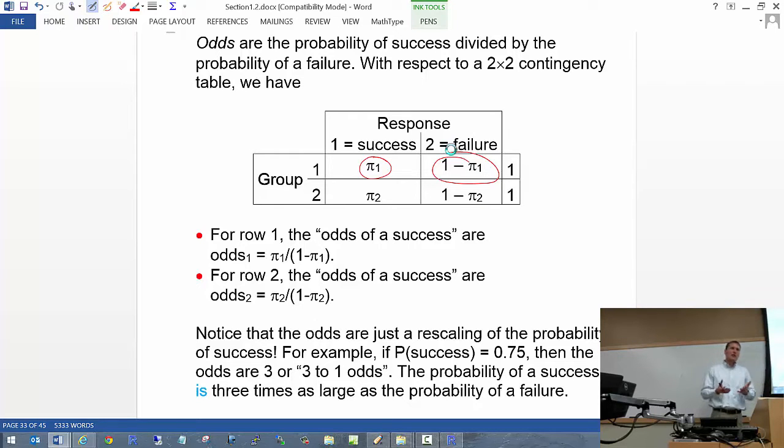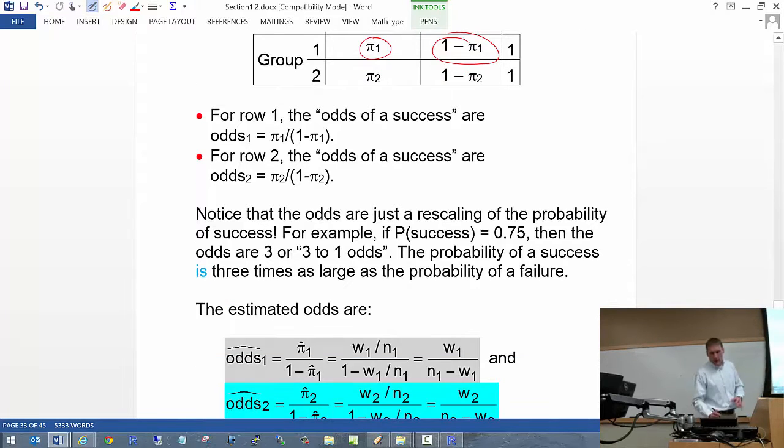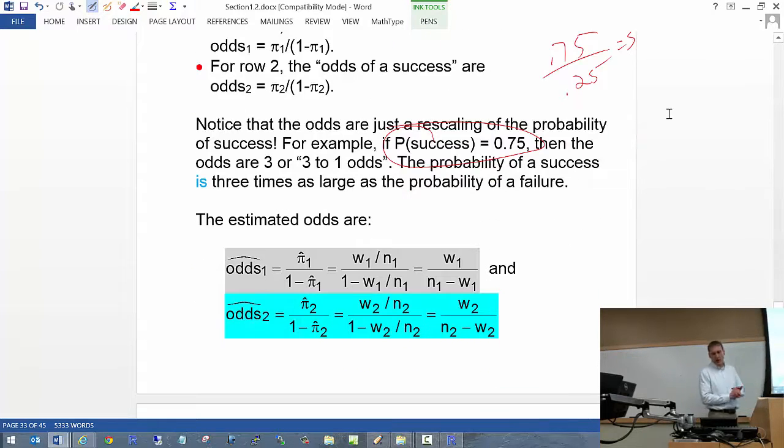So we could have the odds of a success for group 1, call it odds 1. We could have odds of a success for group 2, call it odds 2. So for example, if the probability of success was 0.75, then that says 0.75 divided by 0.25, which is equal to 3. 3 is the odds of a success. Outside of the statistics world, you hear people refer to this as 3-to-1 odds. We'll just call it odds equal to 3. So, in other words, the probability of success is 3 times as large as the probability of failure.